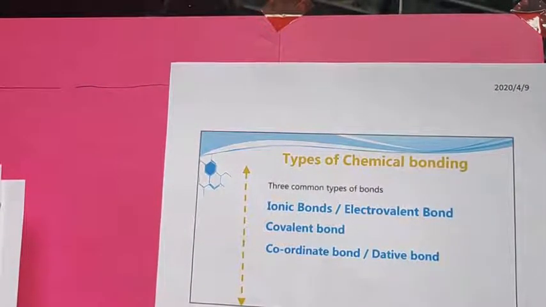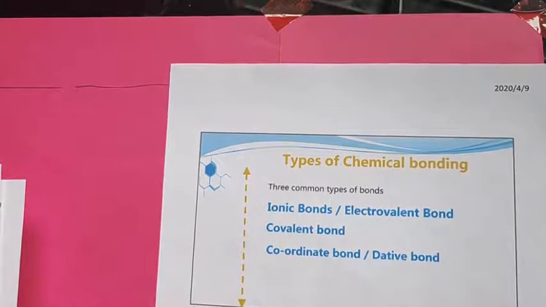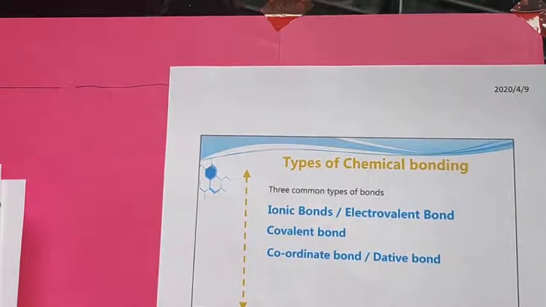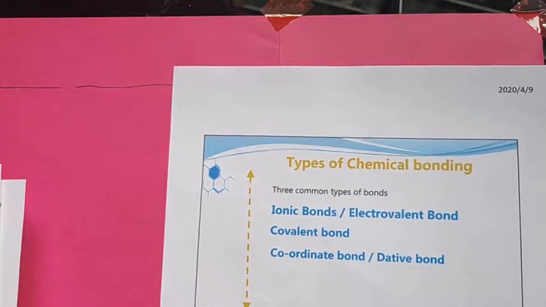Types of chemical bonding. There are 3 common types of bonds given in your textbook. Number 1 is ionic bond or electrovalent bond. Number 2, covalent bond. Number 3, coordinate bond or dative bond. There are some other types of bonding also in the book. First, we should discuss about ionic bonds in my next video.